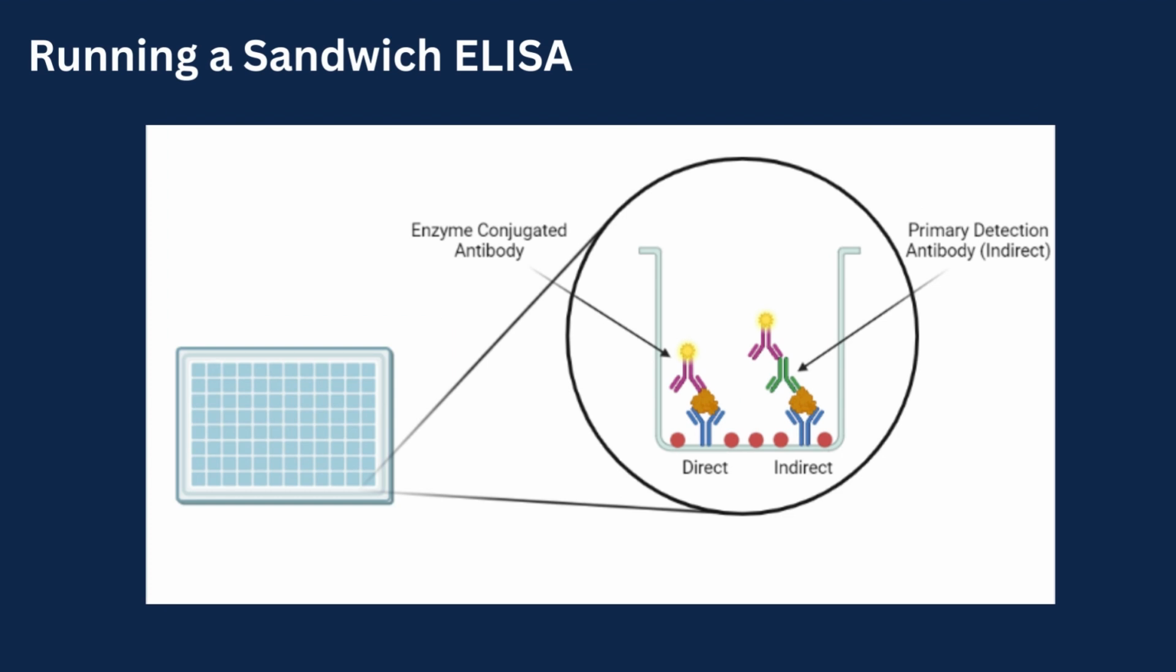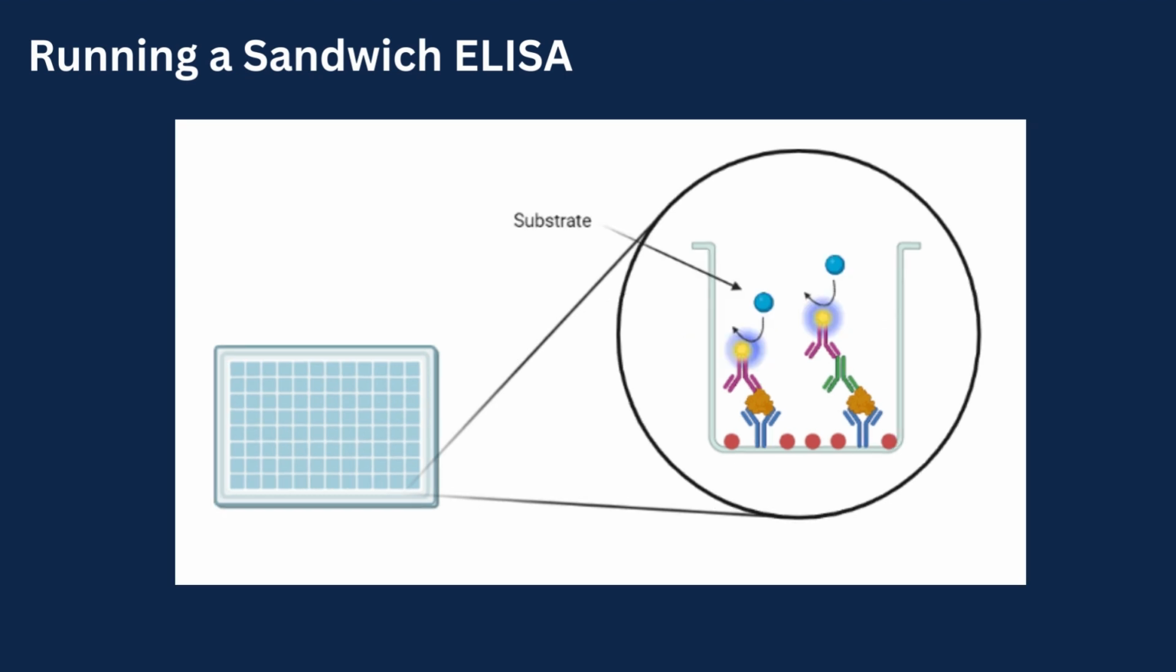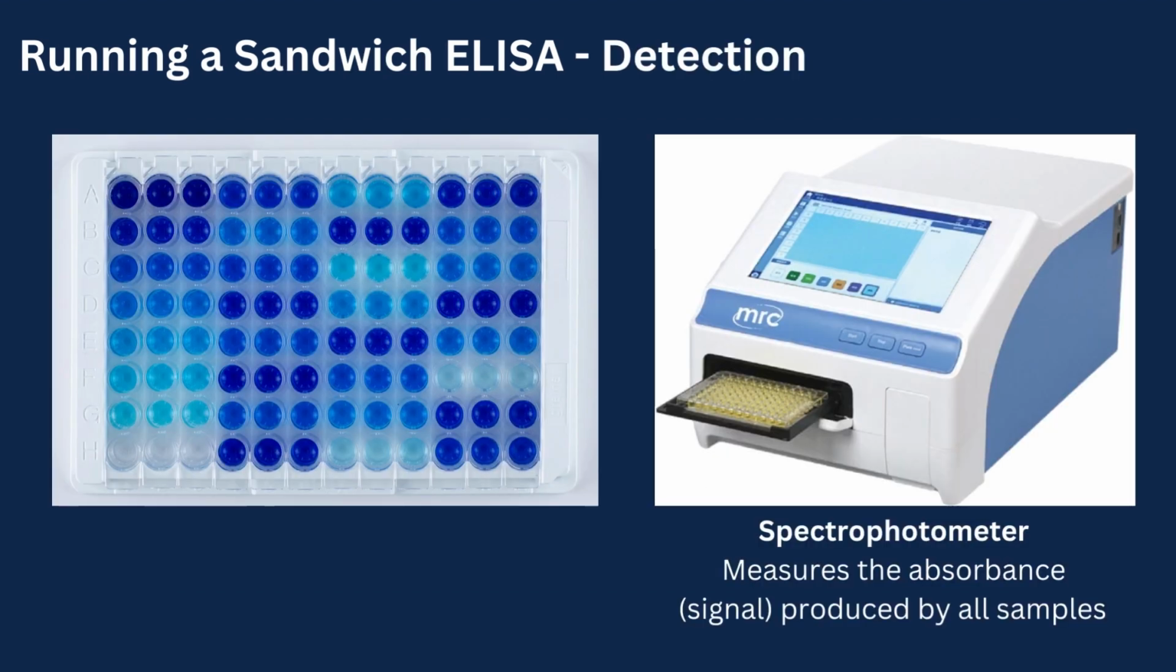We can either add a primary conjugated antibody, which binds directly to the analyte, or we can add a primary unconjugated antibody, followed by a secondary enzyme-conjugated antibody, which binds to the Fc region of the primary. Lastly, the substrate is added. This reacts with the conjugated enzyme to produce a detectable signal. And the result is this beautiful color gradient we see here.